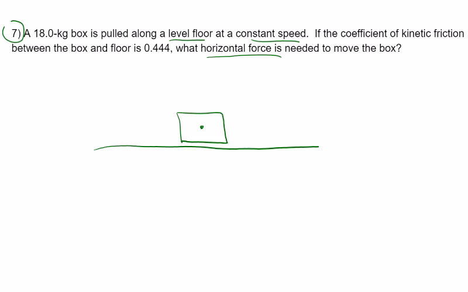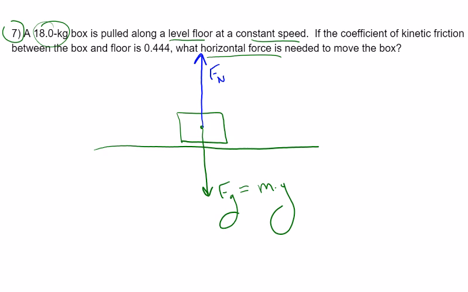We know the force of gravity is going to pull this thing down. And since we know the mass, we could actually calculate that because we could take mass times gravity. We also will have a normal force that would be acting upward. And that normal force should equal our force of gravity since it's sitting on a nice level floor.